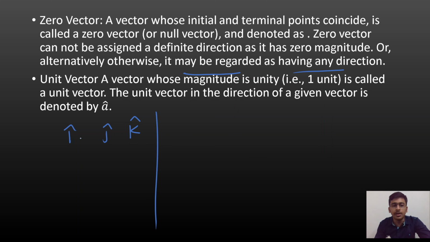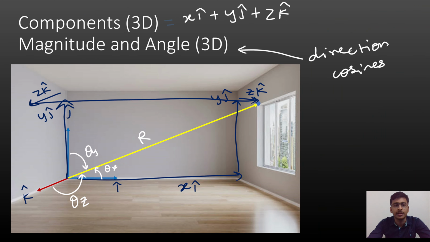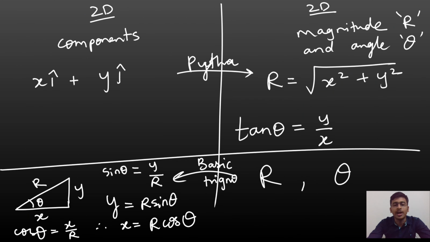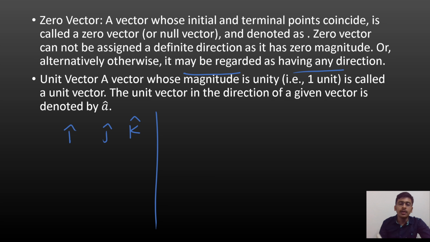So in the earlier section, when I talked about 2D, where x was r cos theta and y was r sin theta, I can say that the r vector is nothing but x i cap plus y j cap. Let's say I'm talking about a 2D thing.